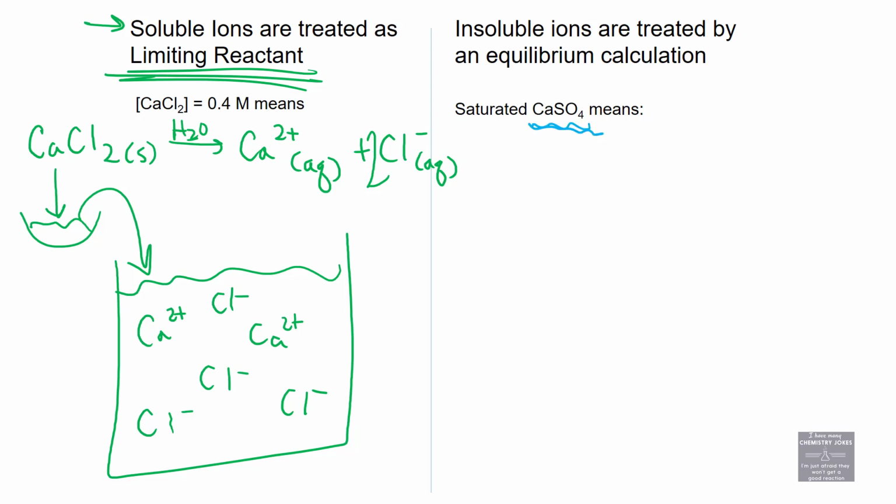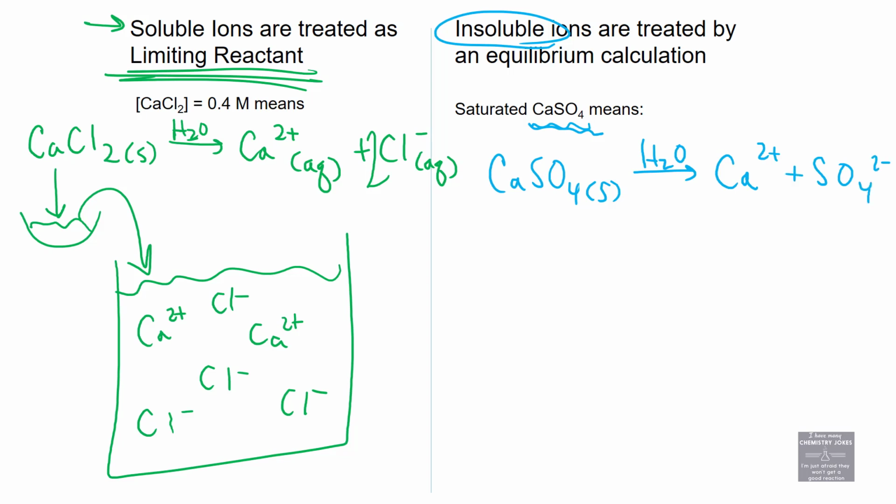Calcium sulfate, that's a +2 and a -2, not soluble. Insoluble ions are treated as equilibrium. What the heck does that mean? CaSO4 solid plus water yields Ca2+ and SO4 2-. But, you said it's not, yeah, hold on. It's treated as an equilibrium. When a reaction is at equilibrium, can you have 0 products or 0 reactants? No.